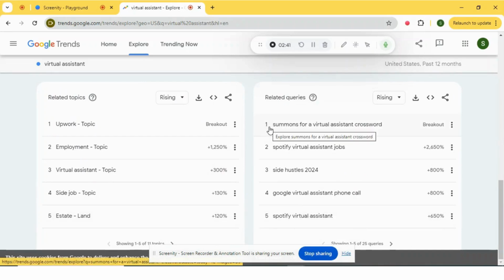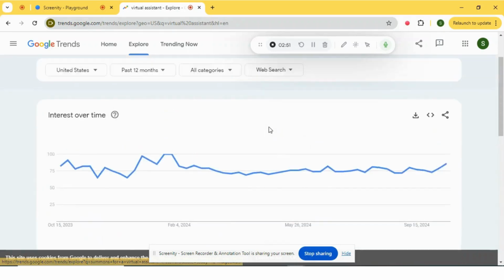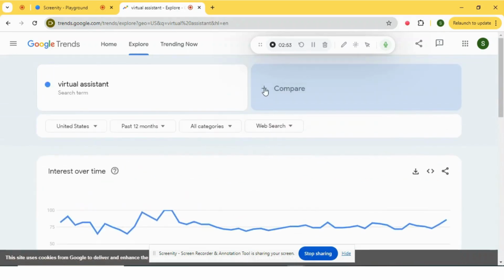It can be summons for a virtual assistant crossword. It can be side hustles. It can be Google virtual assistant phone calls. So we can make it more specified. Let's try comparing them both.